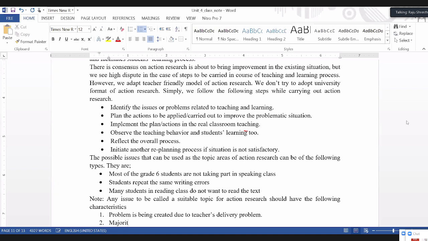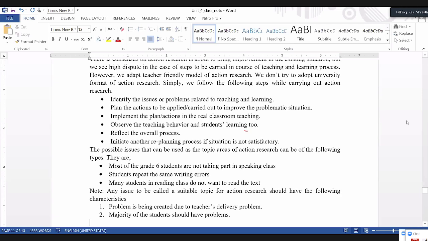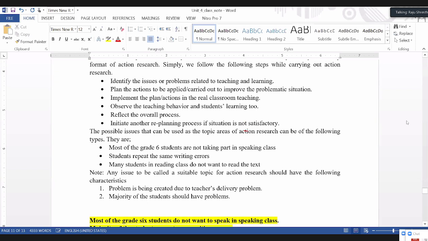And the majority of the students should have the problem. If a minority have it, then that is not action research. So teacher सँग problem, teacher को कारणले गर्दा problem raise हुनुपर्छ. अर्को majority of the students they should have problem. If minority students have problems, that might not be the topic or issue for the action research. त्यही भएर यहाँ लेख्दाखेरि पनि most of the class students धेरै चाहिँ देखाउनु पर्यो कि यहाँ चाहिँ.